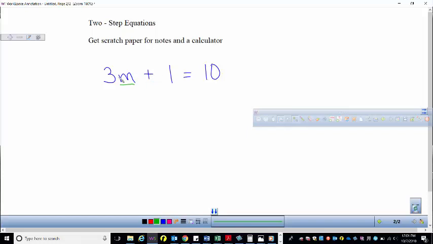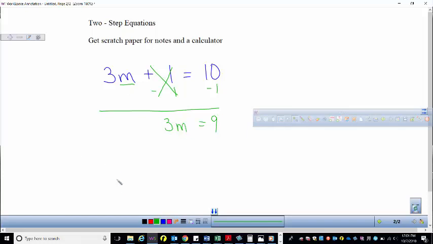So I start away from the variable. So I'm going to start with the plus. And plus 1, the opposite of plus 1 is minus 1. And I do plus 1 minus 1 is canceling. And then 10 minus 1 is 9. So on the right side I have 9. On the left side I still have 3m.